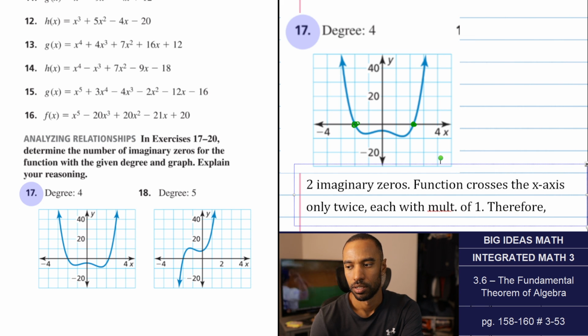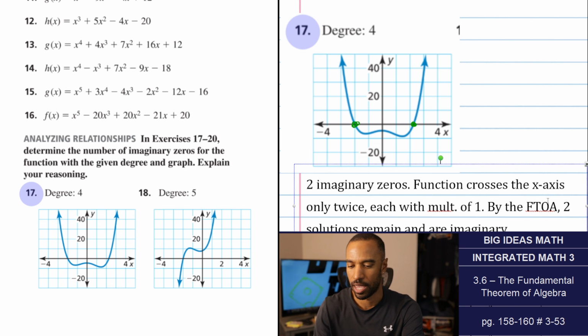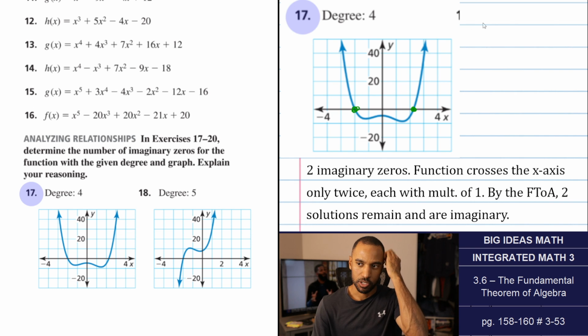Therefore, two solutions by the fundamental theorem of algebra, two solutions remain and are imaginary. I'll put a lowercase o there. FTOA. All right, that's number 17.